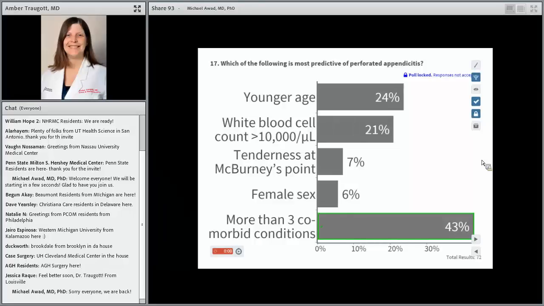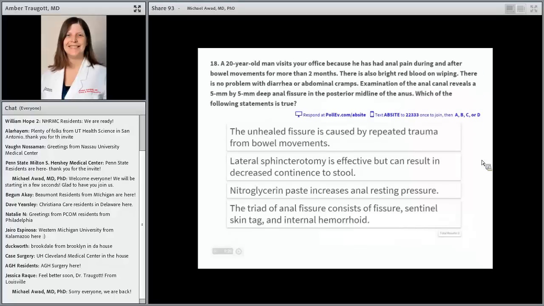That's correct. Other factors include older age, male patients, or poor socioeconomic or poor insurance status. And the white blood cell count, I think, is associated with acute appendicitis, but not necessarily with perforation. That's correct.